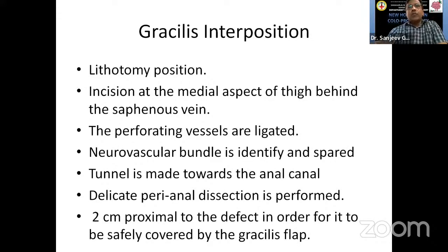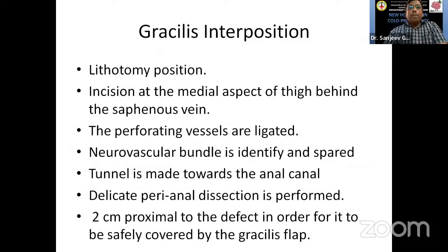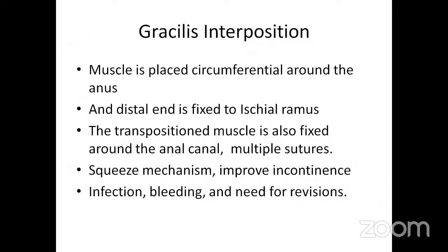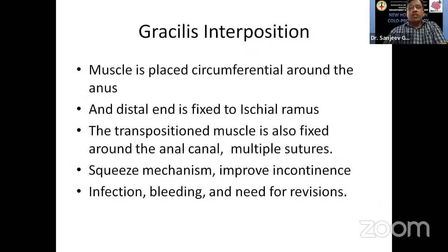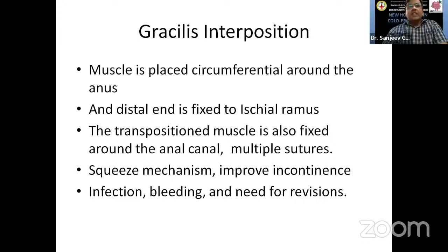made from the medial aspect of gracilis towards the anal canal, and then the anal canal is circumferentially dissected above. It should be at least 2 centimeters above the defect, or it should be the entire length of the anal canal. Now, once you have dissected, you position the muscle circumferentially around the anal canal, and then the distal end is fixed to the ischial ramus.